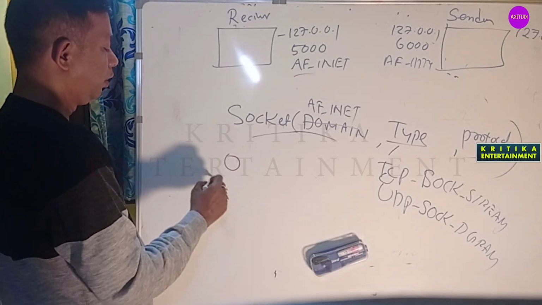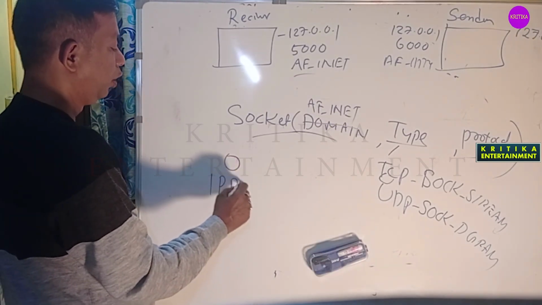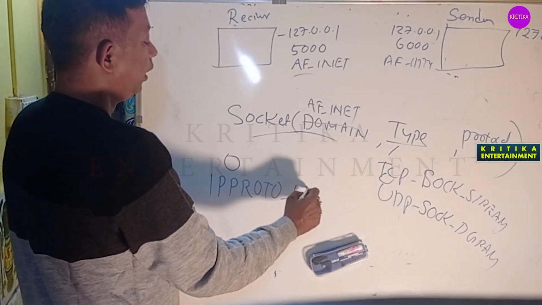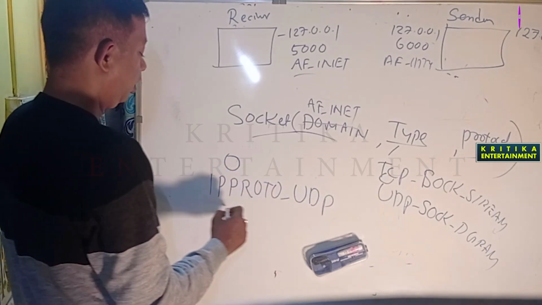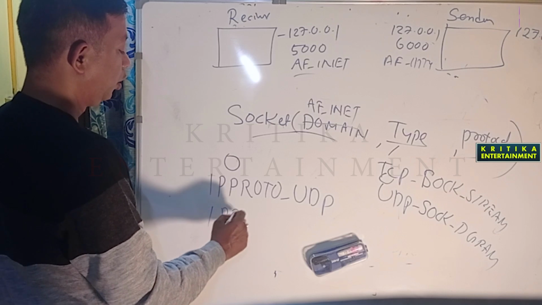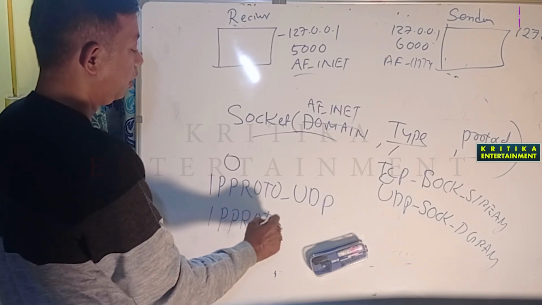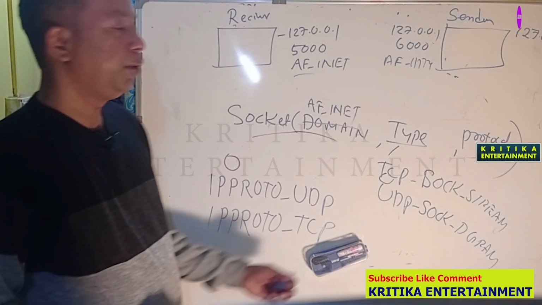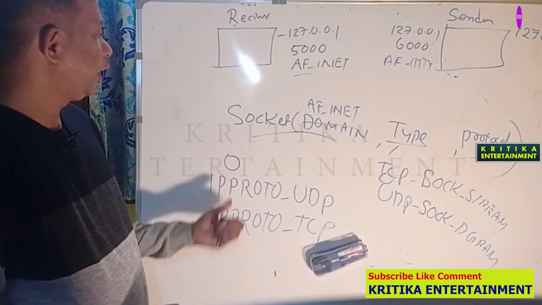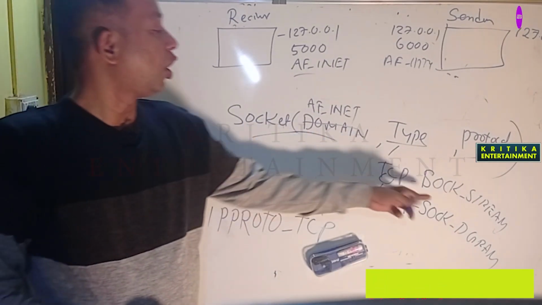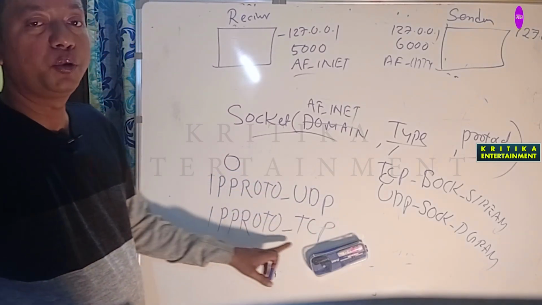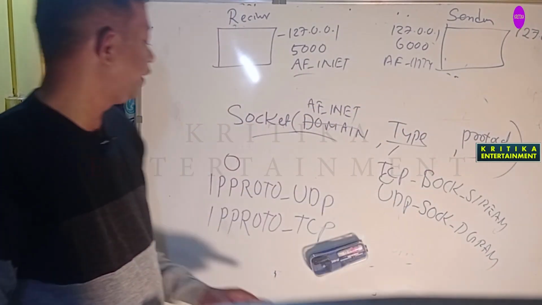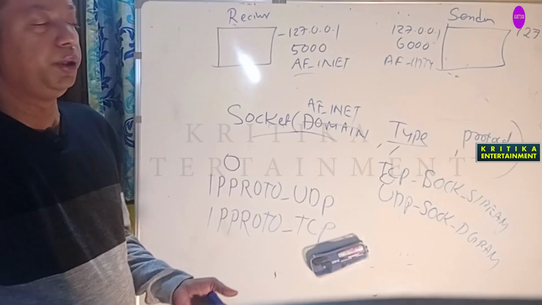Maybe 0 or IPPROTO_UDP or IPPROTO_TCP. Here we pass one of the three values. Okay, if you are using SOCK_STREAM, then use IPPROTO_TCP. If you are using a UDP socket, then you write IPPROTO_UDP.